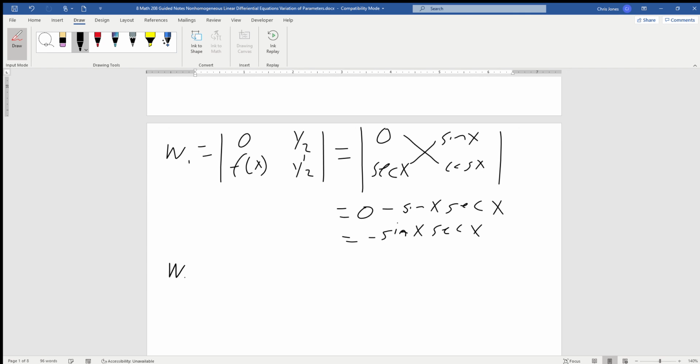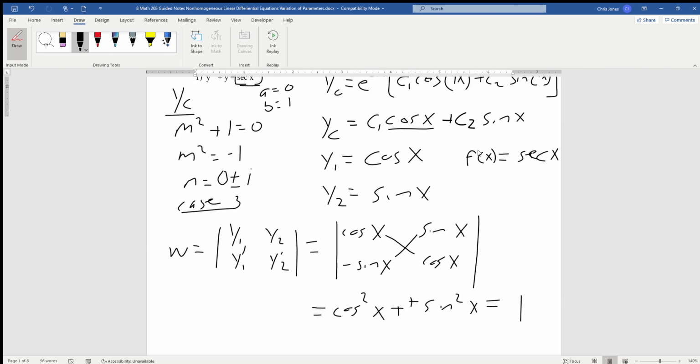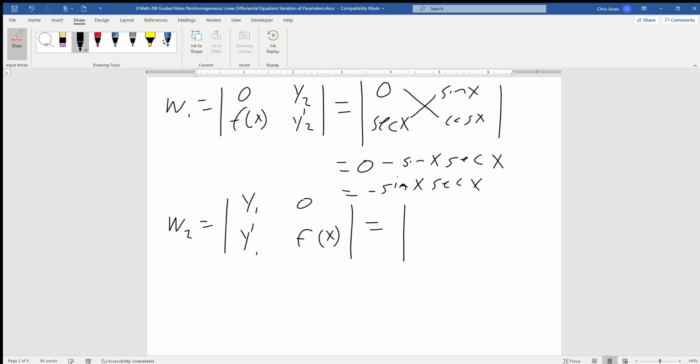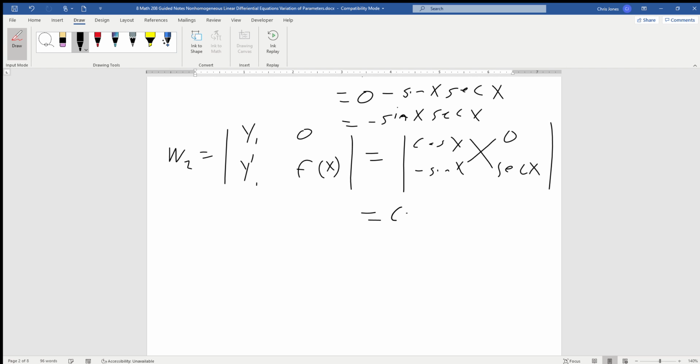And then finally for W2, that's going to be equal to y1, y1 prime, 0, and f of x. And again, we're just getting that right up here from this formula. So y, y prime, 0, f of x. Remember y1, excuse me, is cos of x. So we get cos x, negative sine x, 0, sec x. Multiply down, subtract, multiply up. And so we're going to get cos x sec x, and then minus 0. Now remember that secant is the reciprocal of cosine. So ultimately this just winds up being 1, because cos x times 1 over cos x is equal to 1. So we like that a lot.